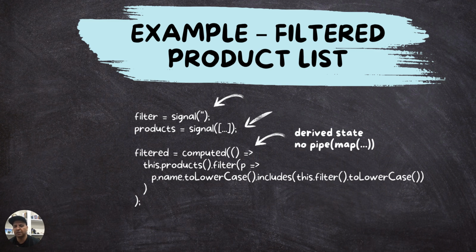Now think about how many times you have to wire up a pipe with a map operator on a behavior subject just to transform state. Now you don't need to do that. This is more like Vue's computed props or Solid.js, just with Angular's type safety and DI support. And you can bind filtered directly to the template. So when the user types in a search field, only the relevant rows will re-render.